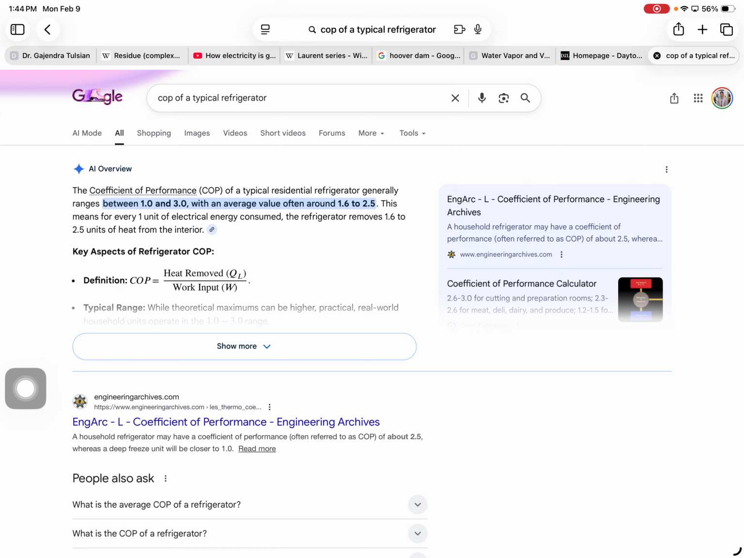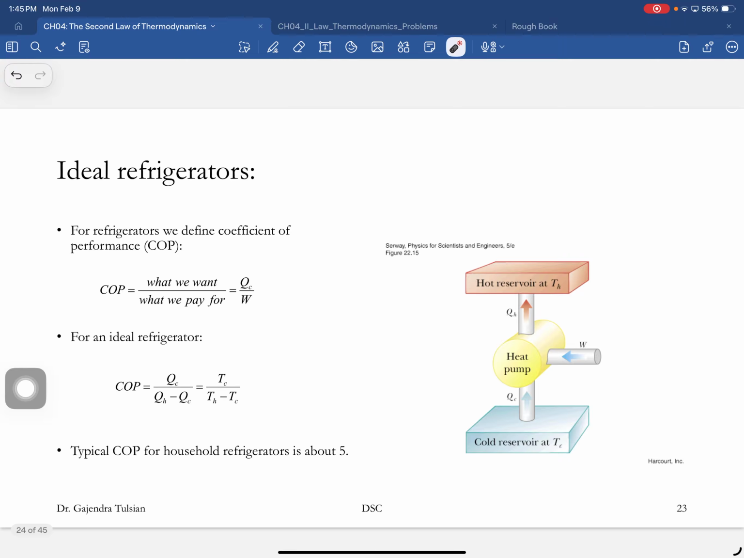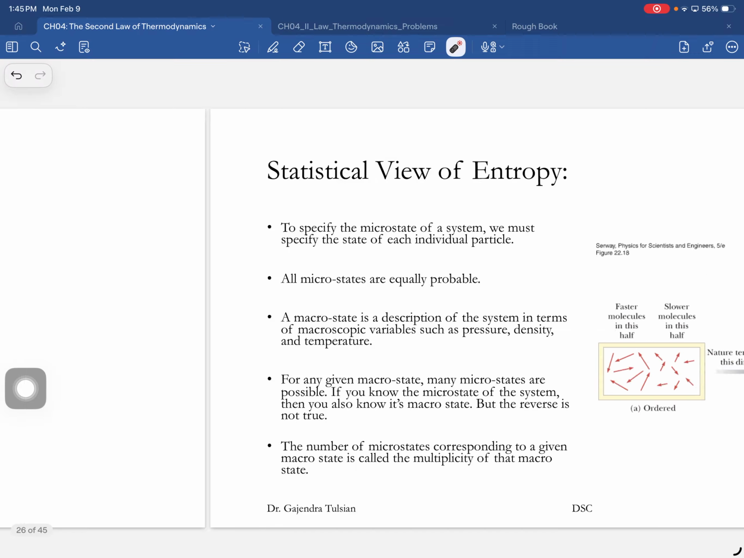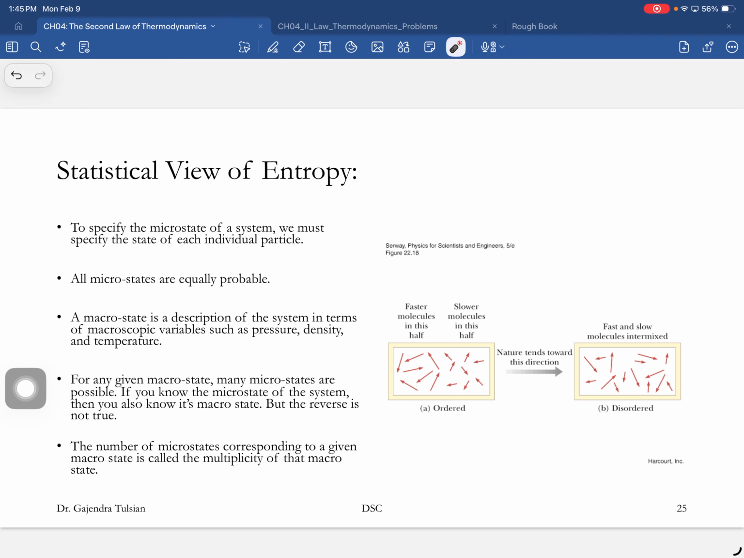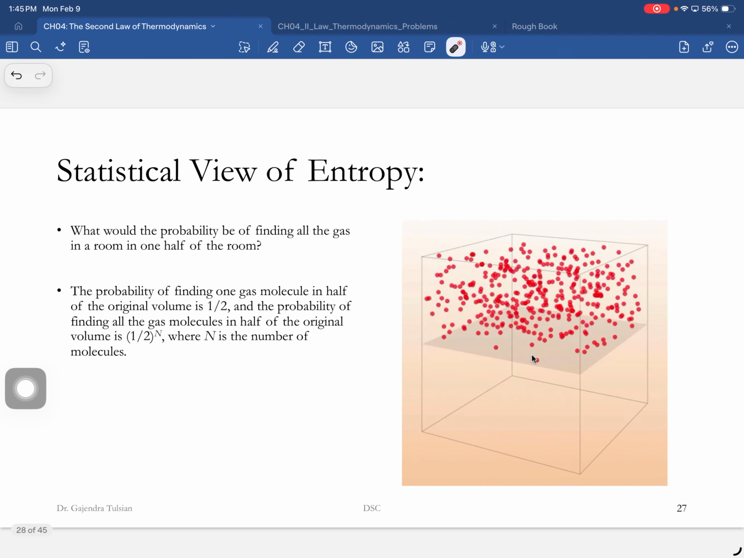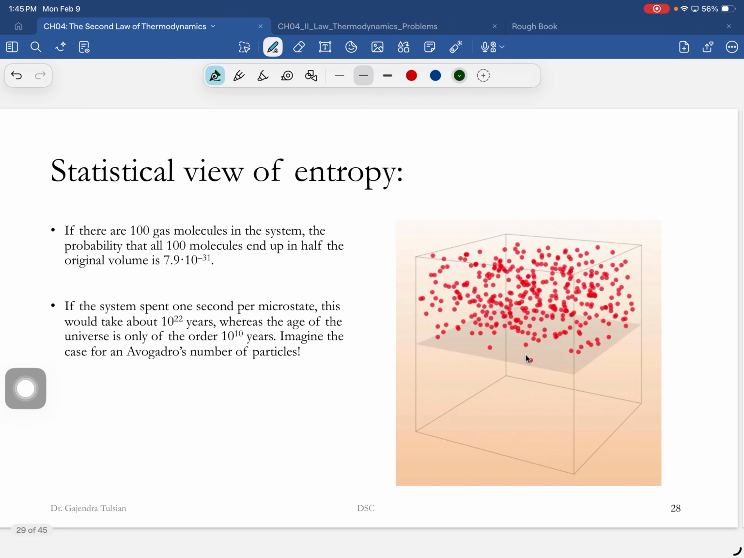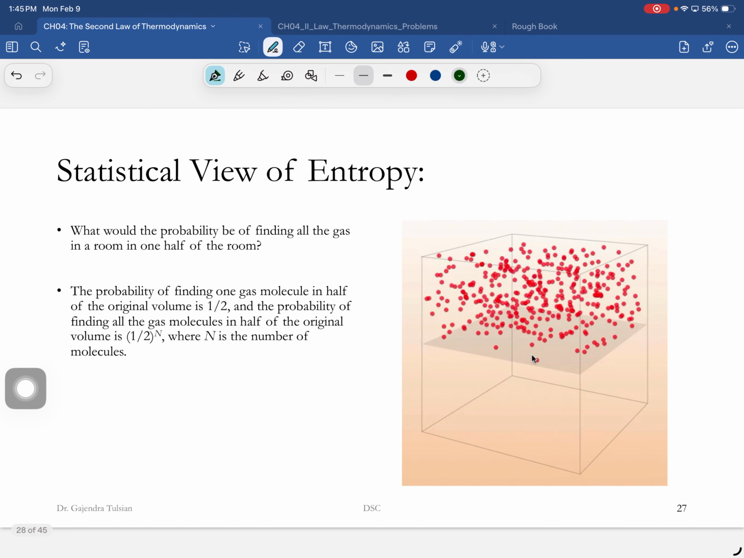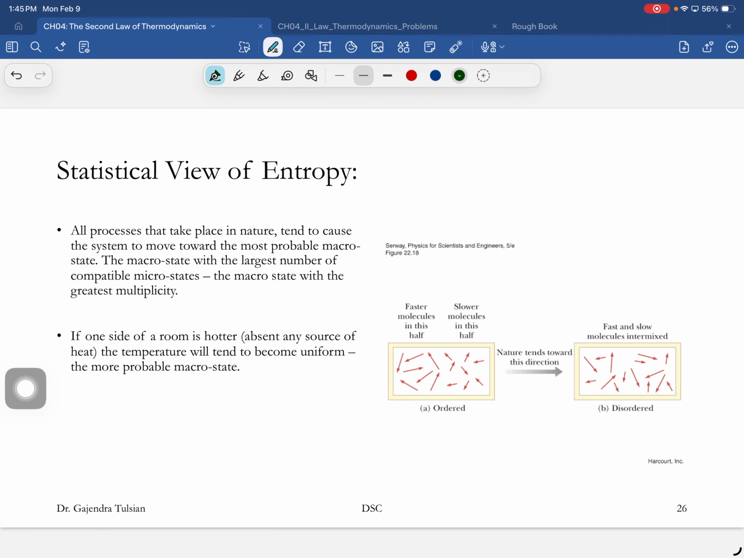So this is with 100 molecules. What is the probability of a single molecule being in this half of the room? The probability is a half. What is the probability of 2 molecules being in this half of the room? Half times half. What is the probability of n molecules? Half to the n. If you calculate for 100 gas molecules, 1/2 to the power 100 is about 10 to the power of minus 30.